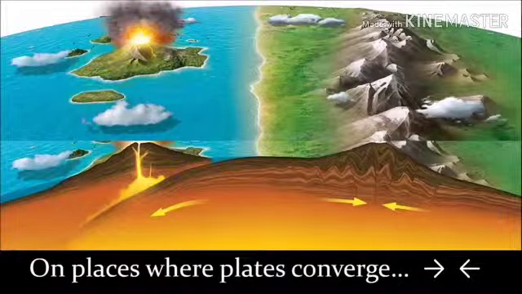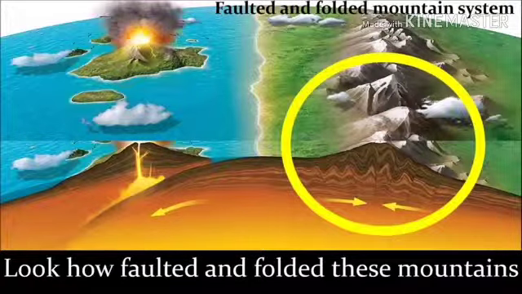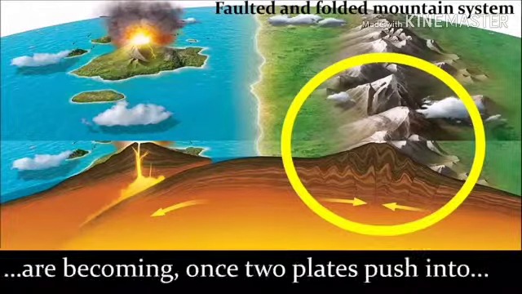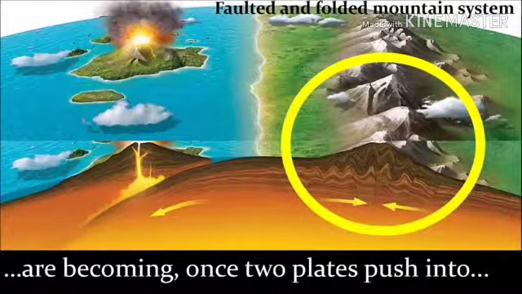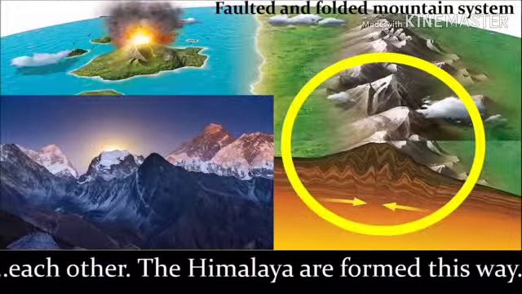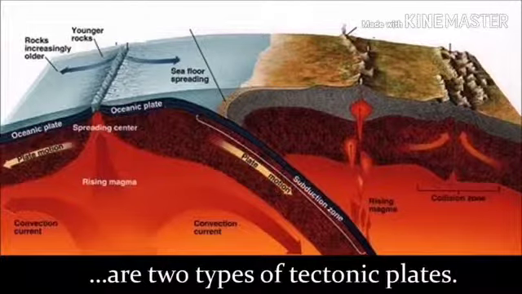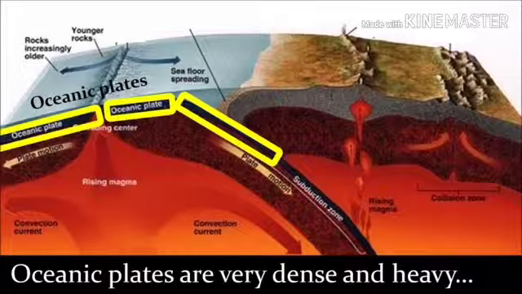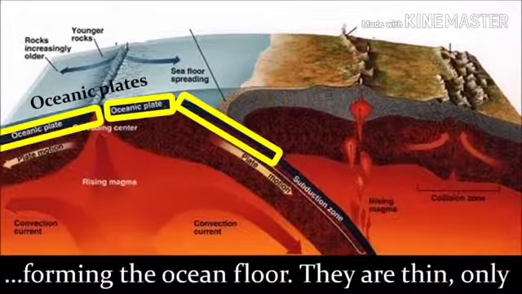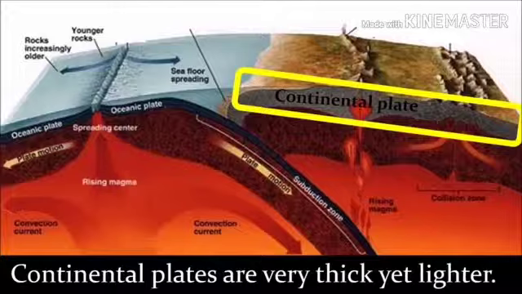In places where plates converge, mountains and volcanoes are formed. Look how faulted and folded these mountains are becoming once 2 plates push into each other. The Himalaya mountains are formed this way. This picture shows it all. First, remember there are 2 types of tectonic plates. Oceanic plates are very dense and heavy, forming the ocean floor. They are thin, only a few kilometers thick, up to 10 kilometers.